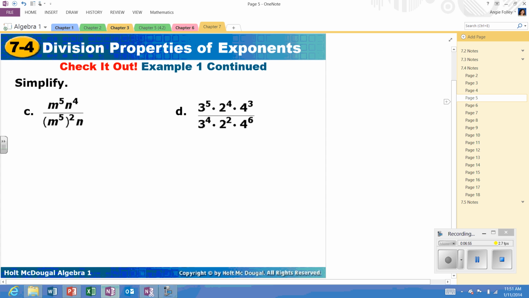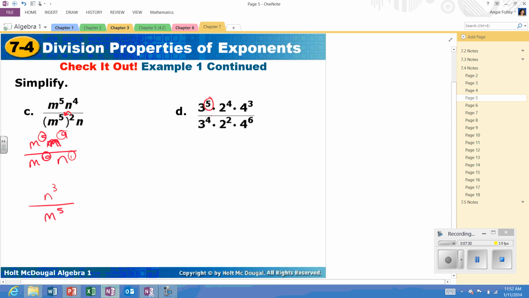Okay, let's try this next one. Okay, again, you want to take care of any outside powers first. So m to the 5th, that should be an n to the 4th, over, that becomes m to the 10th times n. Now, we have more m's in the bottom. We actually have 5 more of them. The difference of 5 and 10 is 5. And we have more n's in the top. How many more? Well, there's 1 in the bottom, 4 on top, so that's a difference of 3. So our answer is n to the 3rd over m to the 5th.